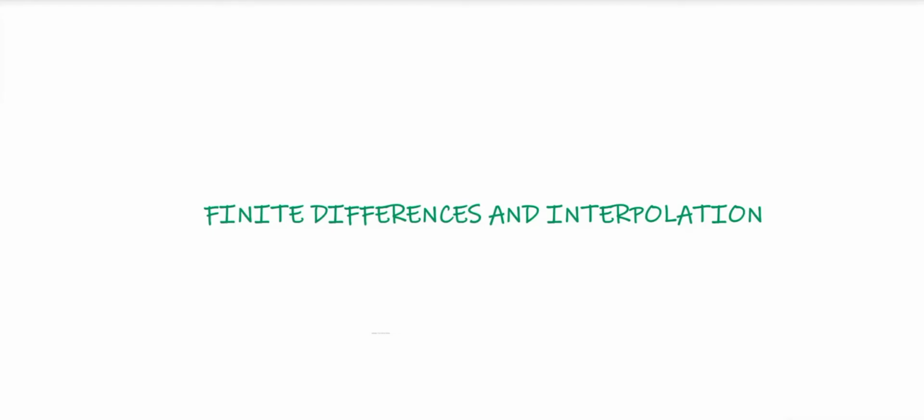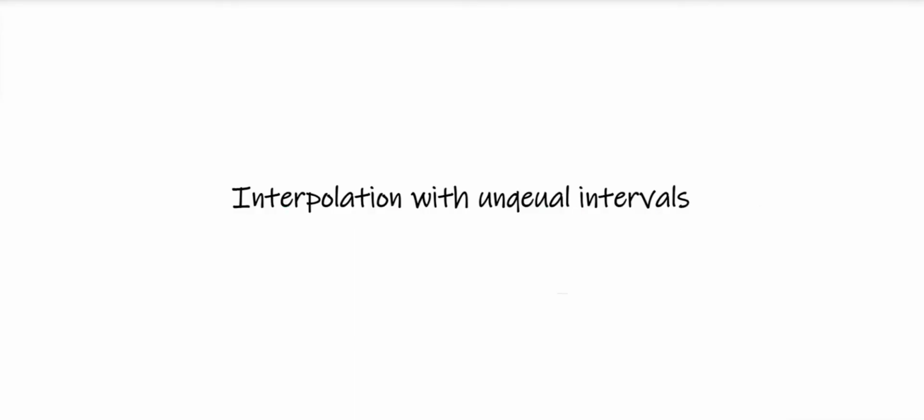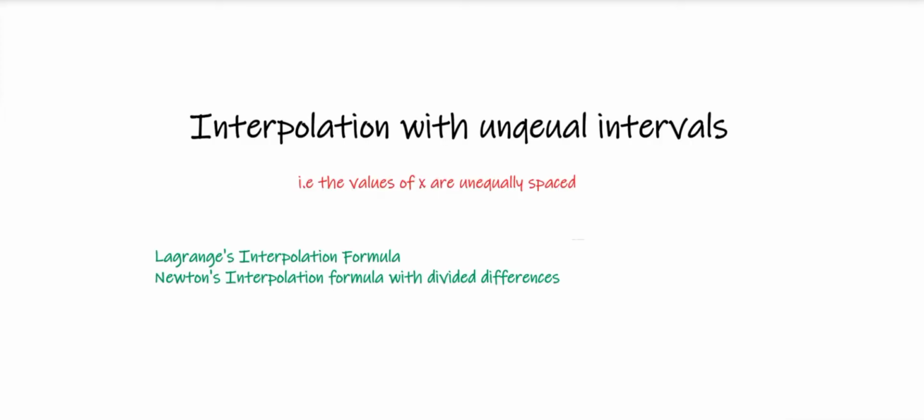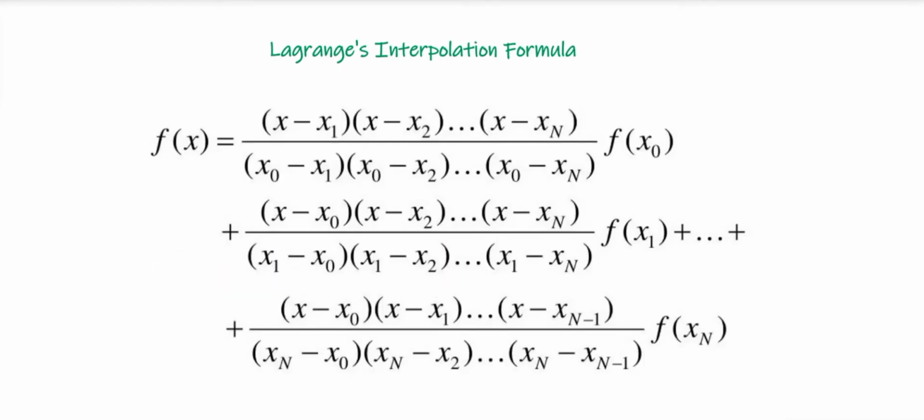Finite differences and interpolation. In the previous videos, we solved the examples in which the interpolation had equal intervals, that is, the values of x were equally spaced. Now, today we'll solve the examples in which the interpolation is with unequal intervals, that is, the values of x are unequally spaced. To solve these types of examples, we have two formulas. One is Lagrange's interpolation formula and the second one is Newton's interpolation formula with divided differences. Here we'll see the examples based on Lagrange's interpolation formula.